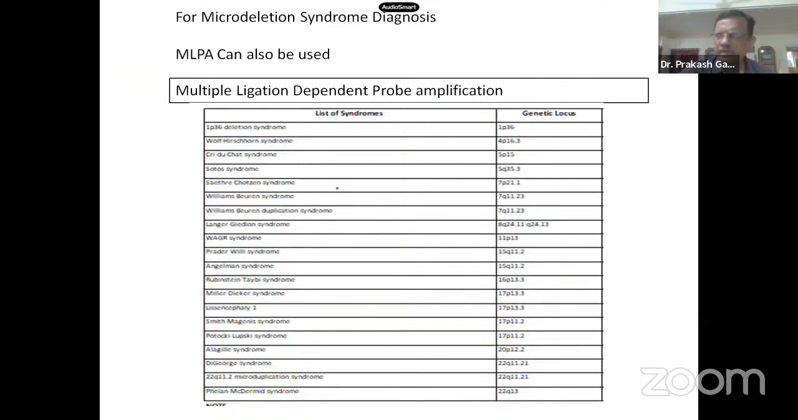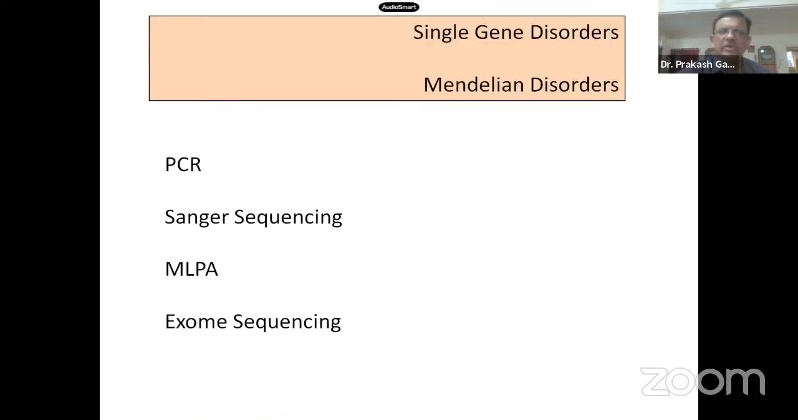So MLPA, I will talk about this technique a little later, can also be tried wherever FISH is not available. So let us go to the molecular studies and what are the techniques that are available to us. We usually apply these for single gene disorders, or what we popularly call Mendelian disorders. For these Mendelian disorders, you use either polymerase chain reaction, Sanger sequencing, or next generation sequencing, that is exome sequencing.